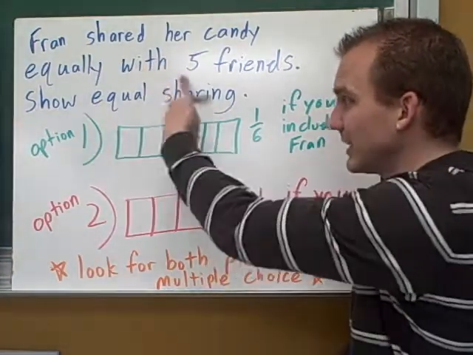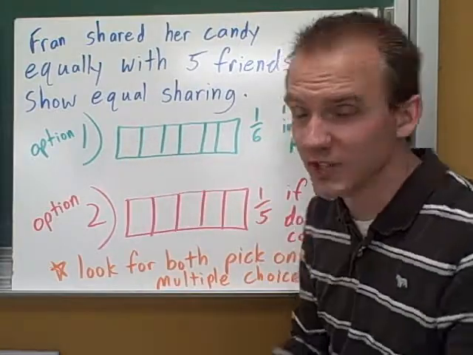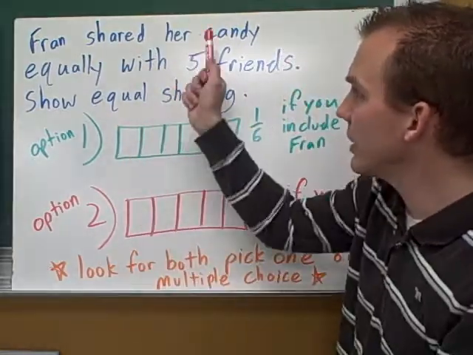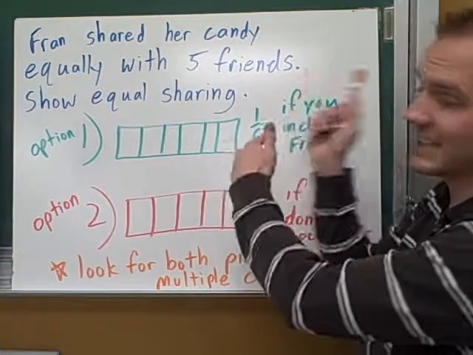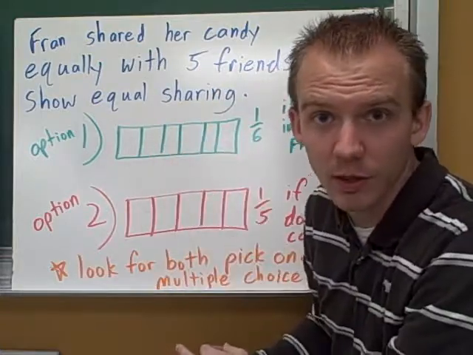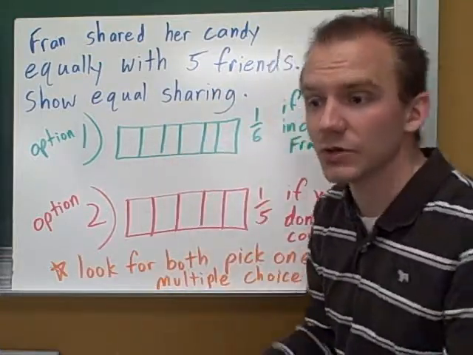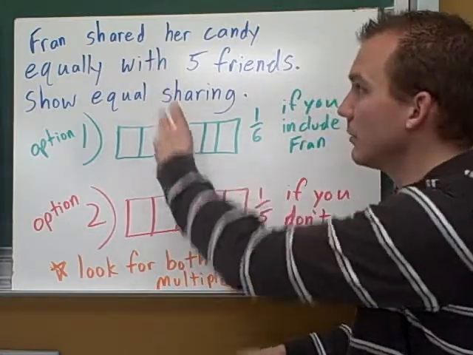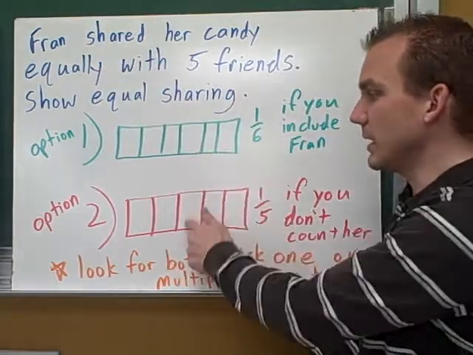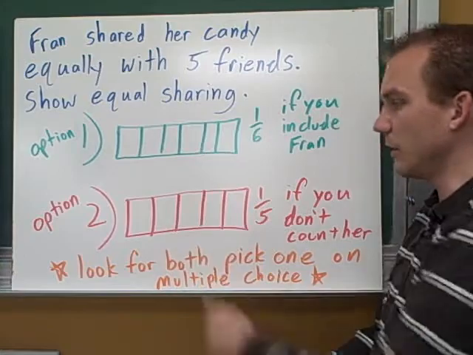Ideally, if you have a question like this, they'll only give you one of the 2 choices, or be very clear that Fran shared her candy equally with 5 friends, and it might say and herself, or including herself. So then you know to include Fran, but if it doesn't specify, make sure you're aware that both are available choices.